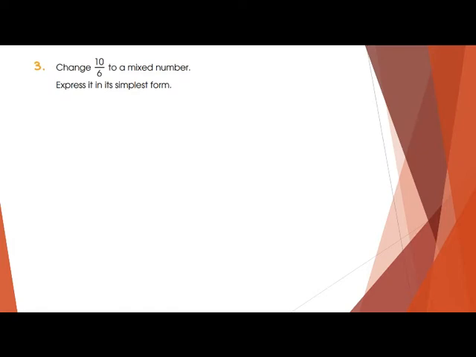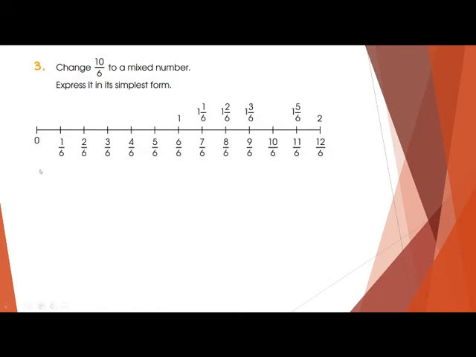Now we have question number 3, which is change 10 upon 6 to a mixed number. Express it in the simplest form. You have to express it in the simplest form. How? First of all, it is showing you the number line: 0, 1 upon 6, 2 upon 6, 3 upon 6, 4 upon 6, 5 upon 6.